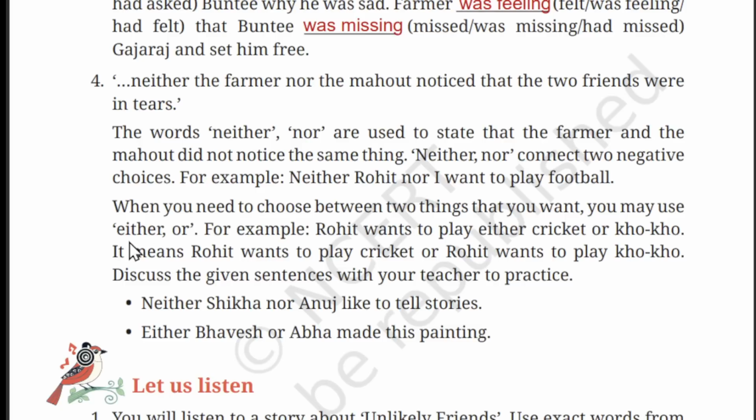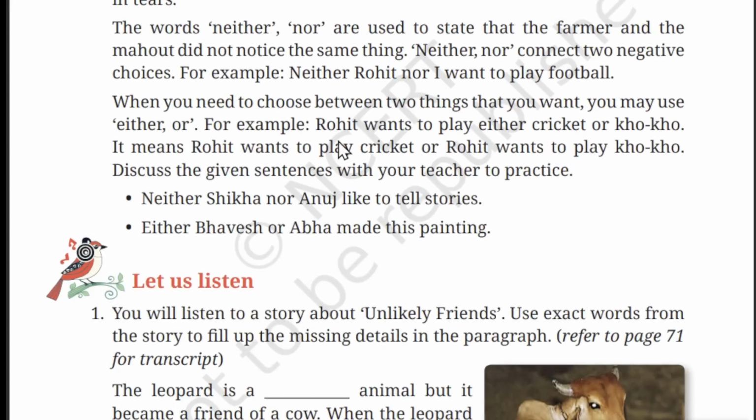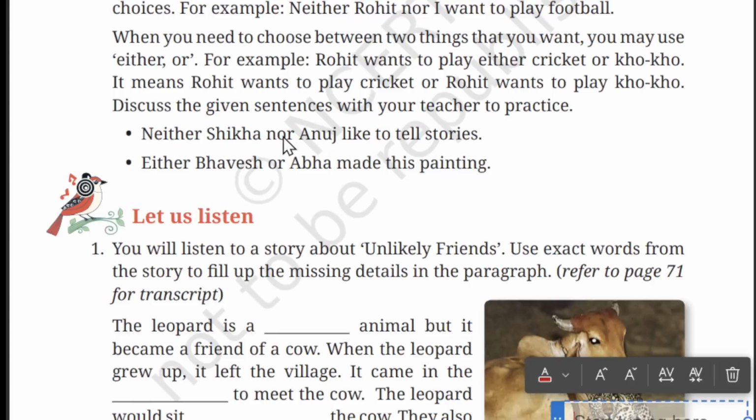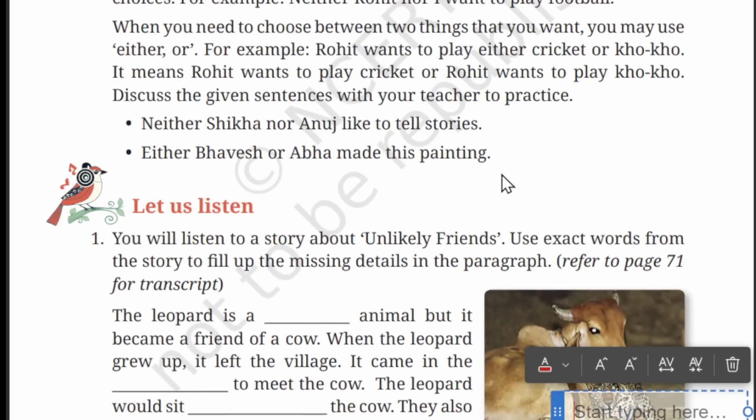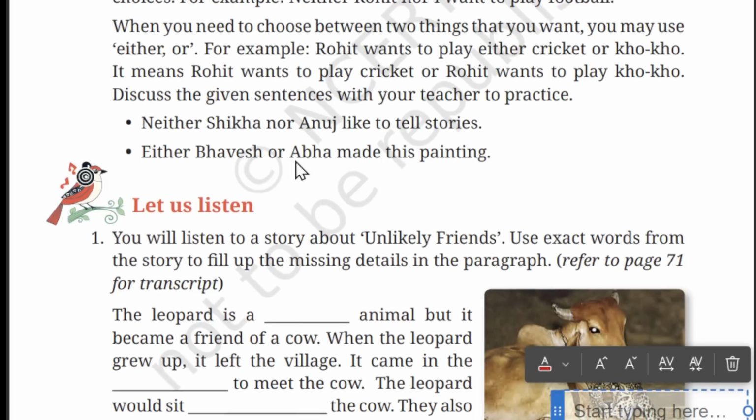If you need to choose between two things you want, you may use either or. For example, Rohit wants to play cricket or kho-kho. So it means Rohit wants to play cricket or Rohit wants to play kho-kho. Discuss the given sentence with your teacher and practice. Neither Shika nor Anju like to tell stories. They both don't like to tell the stories. That is the answer. Neither Bhavesh nor Abba made this painting. So you can write neither Bhavesh nor Abba made this painting.